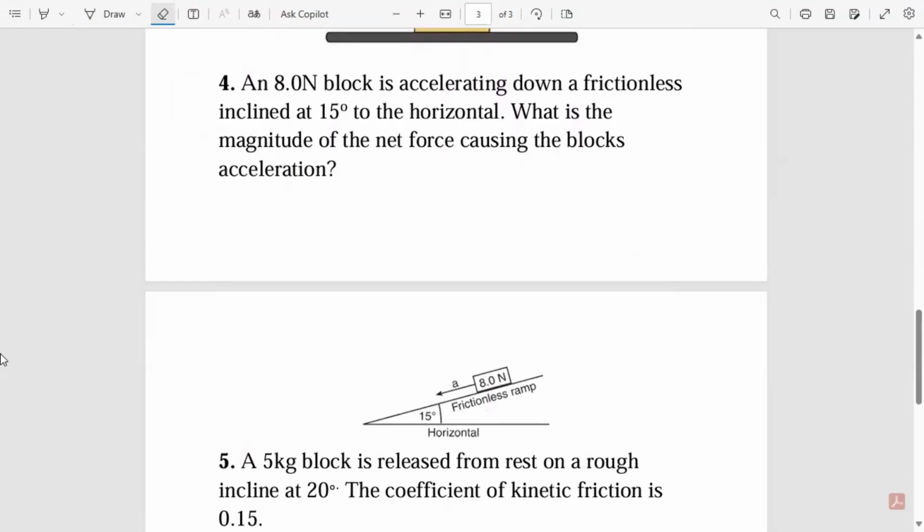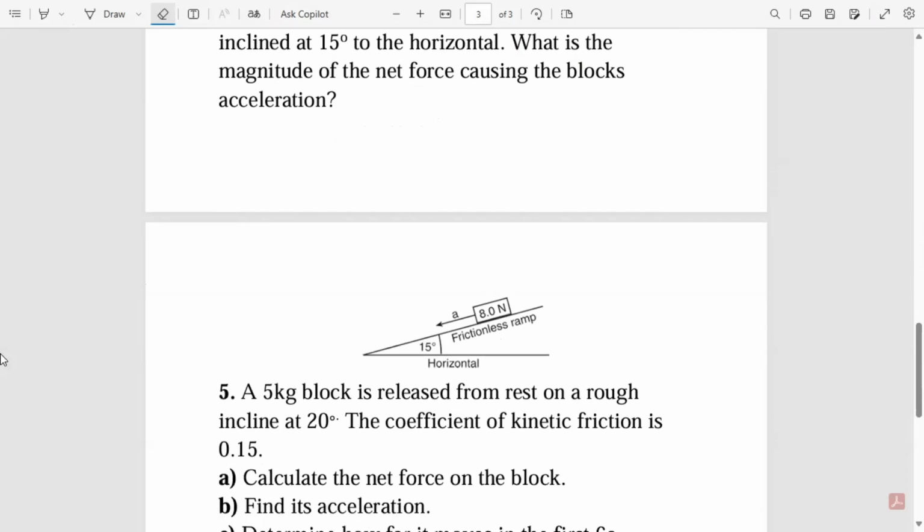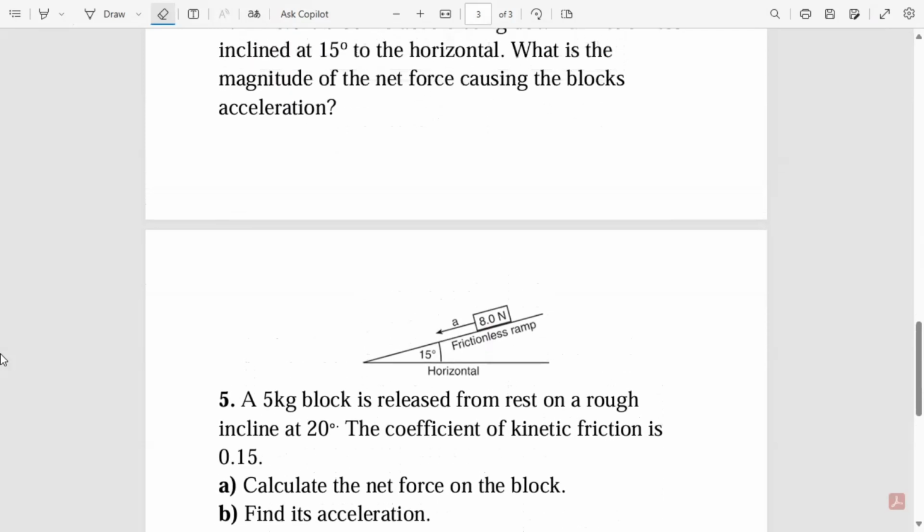Question 4 is talking about an 8.0 Newton block accelerating down a frictionless incline at 15 degrees to the horizontal. What is the magnitude of the net force causing the block's acceleration? An 8 Newton block is accelerating down a frictionless incline at 15 degrees to the horizontal. What is the magnitude of the net force causing the block's acceleration? So they've given us this diagram to explain the motion that they are talking about.